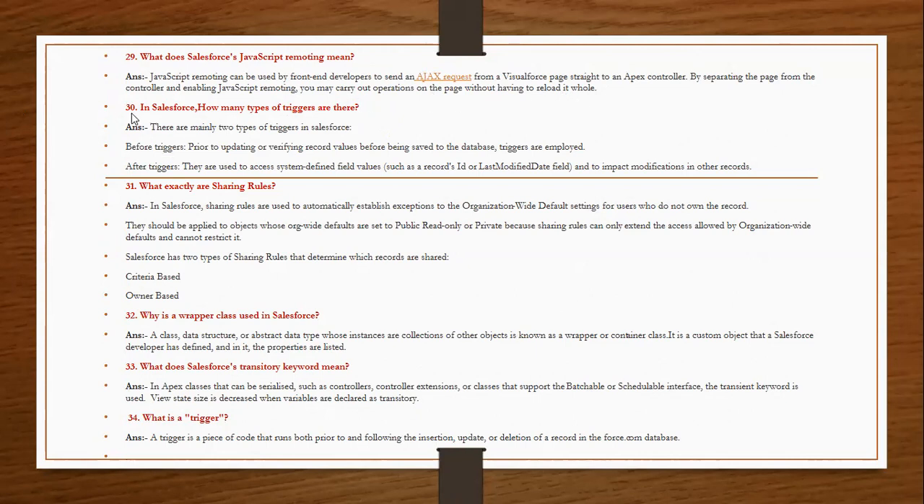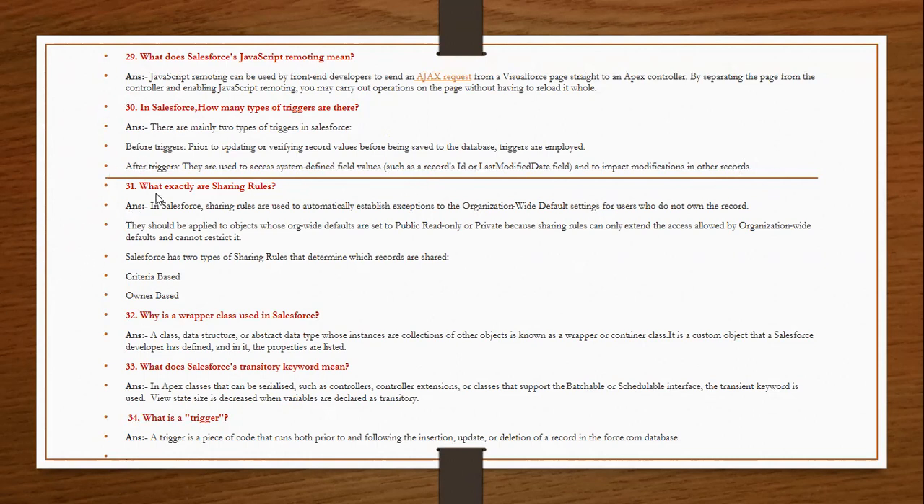That is all. Next question asks us how many types of triggers there are. There are mainly two types of triggers in Salesforce. Before triggers are employed for updating and verifying the record values before they are saved to the database. Next, after triggers are used to access system-defined field values of records such as the record ID and last modified date and fields, and to impact modification in other records.